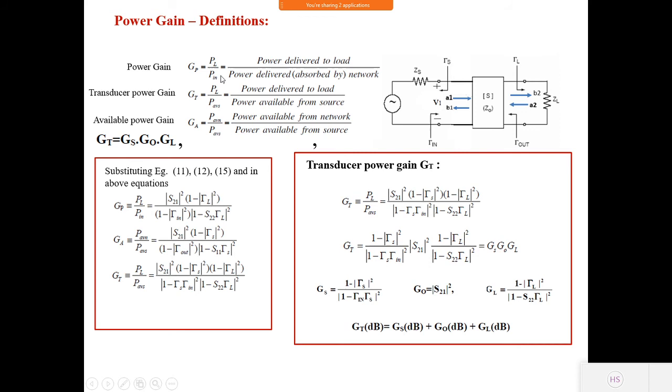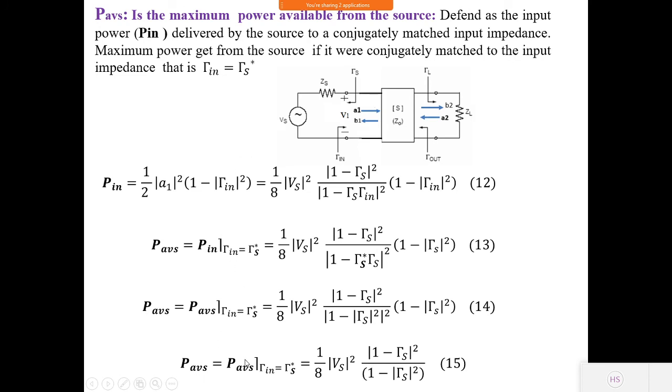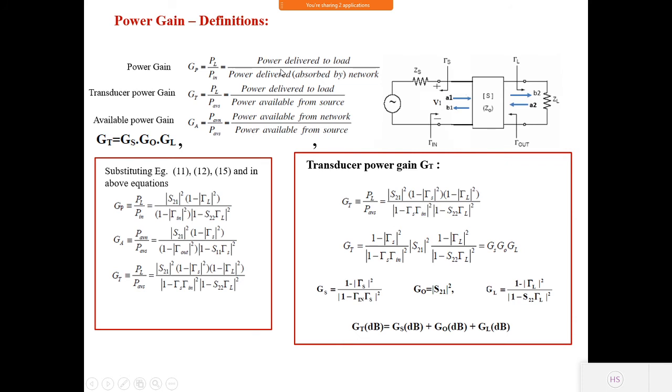Now the equations. This is in terms of words, a sentence definition. But if you substitute PL and PIN, we already derived expressions for PL and also PIN, and PAVS, in the slides. You take those equations and substitute here: the PL equation, and similarly PIN. You will get expressions for these three, GP, GT and GA.